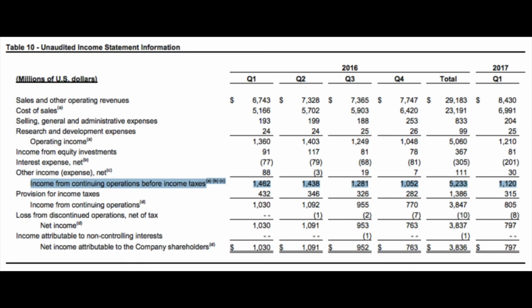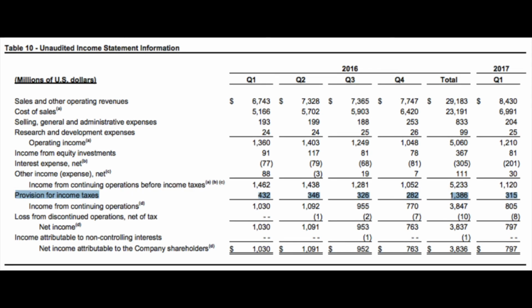So income from continuing operations before taxes takes their operating income and adds in income from equity investments and other income, and then subtracts out their interest expense. So this is a good picture of how much money the company is making before they have to pay their taxes. So you can look at this number if you think that the tax rate is going to change for a company. Then you could see how much money they're making before taxes and calculate what the effect of a tax change would be. It's also just nice to see how much money they are making before they pay their taxes.